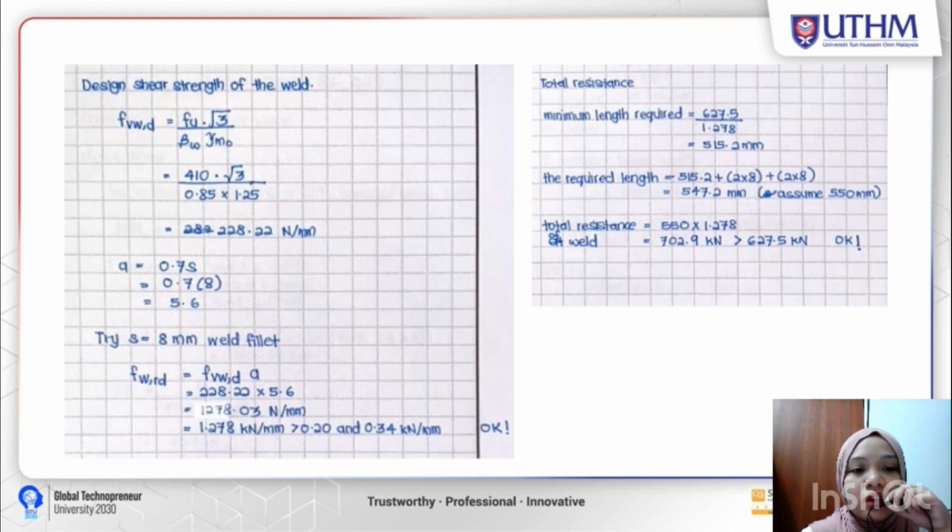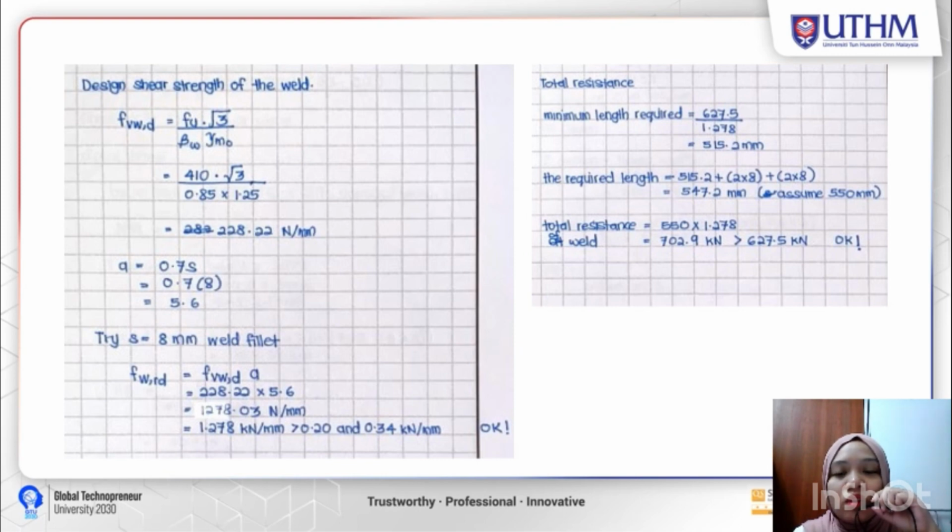And we will try the S equal to 8 millimeter weld fillet, and we will insert into this formula FWRD equal to FVWD times by A. A is the one that we calculate here, and we will get the answer of 1.278 kilonewton per millimeter, which is bigger than 0.20 and 0.34 that we calculated just now, which is the factor of safety from the previous slide.